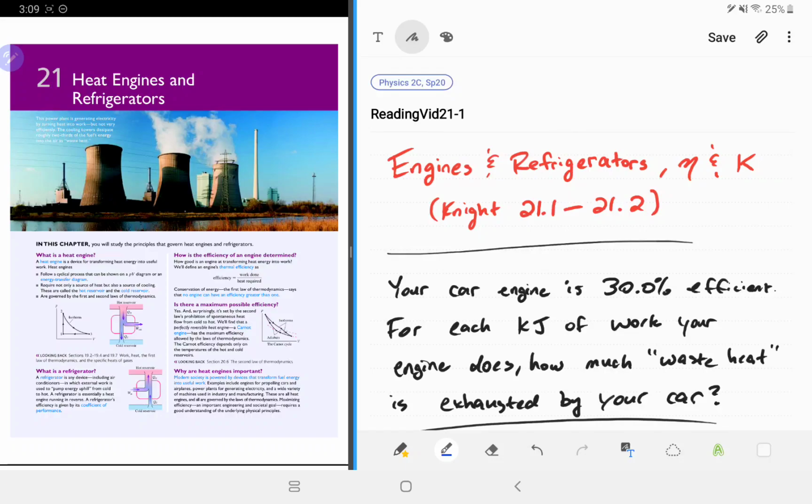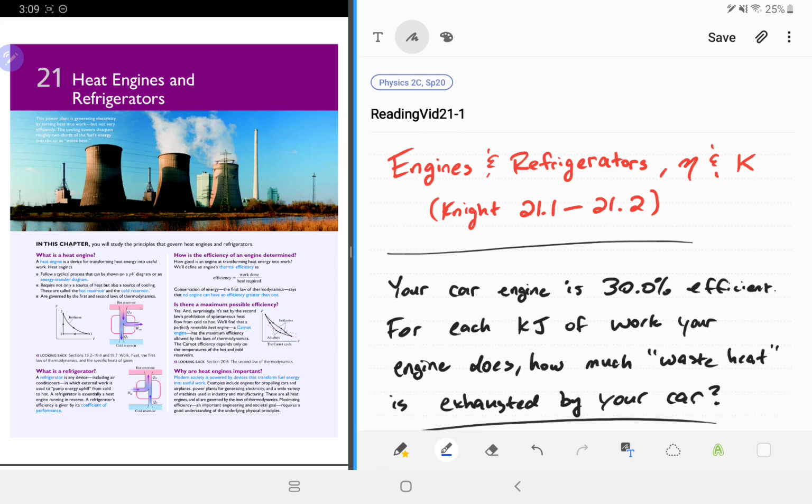Hello, welcome to the first video for chapter 21 on heat engines and refrigerators. So we spent a lot of time talking about theoretical aspects of thermodynamics and PV diagrams. This chapter is all about applications of this. The main applications are in engines and refrigerators. And as we'll see in later videos, this is really related to the second law of thermodynamics. All right, let's jump into it.